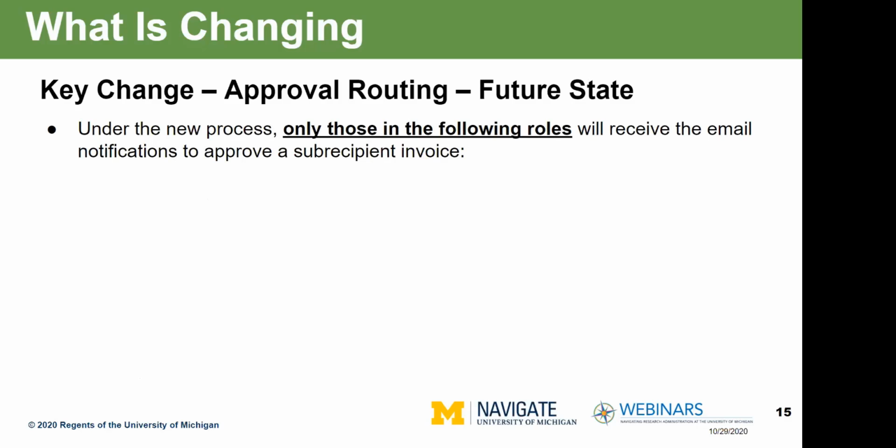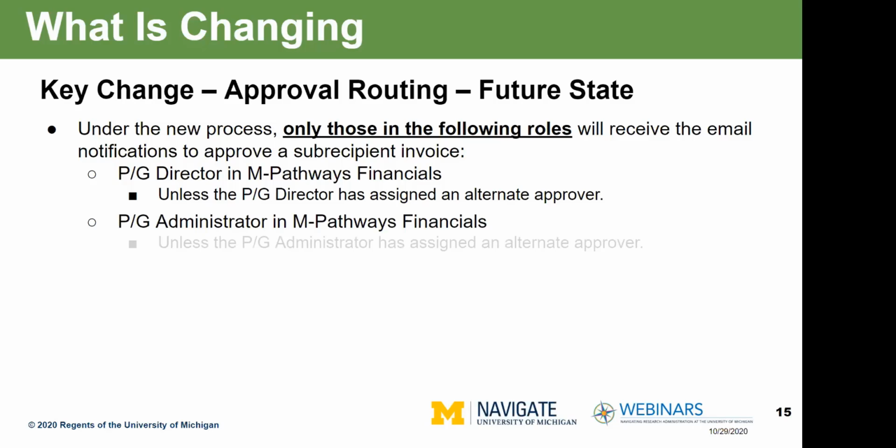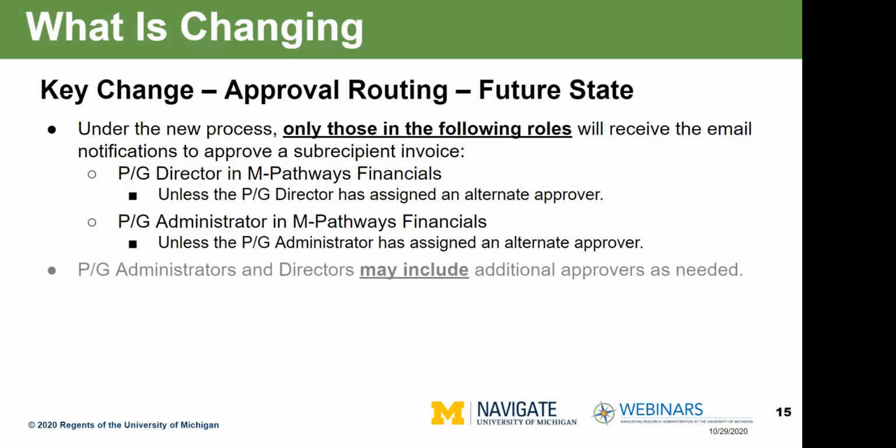So under that new process, only those individuals with the following roles will receive the notifications to approve a subrecipient invoice. And that includes the project grant director, unless that project grant director has assigned an alternate approver, and we'll talk a little bit about what that looks like, both in the demonstration and in a few more slides. And the project grant administrator in M-Pathways, again, unless that project grant administrator has assigned an alternate approver.